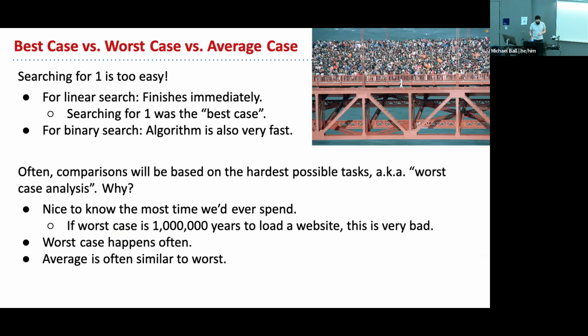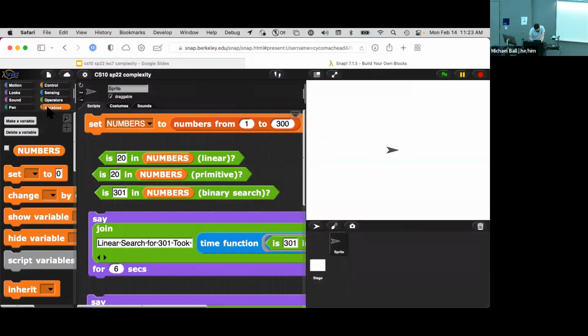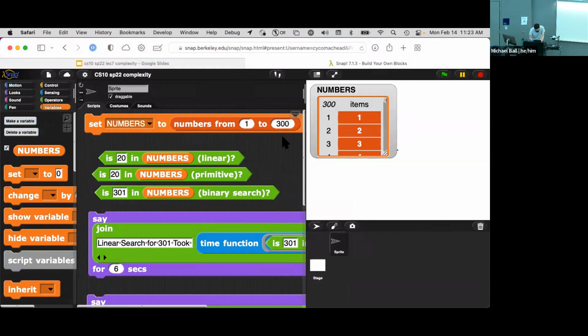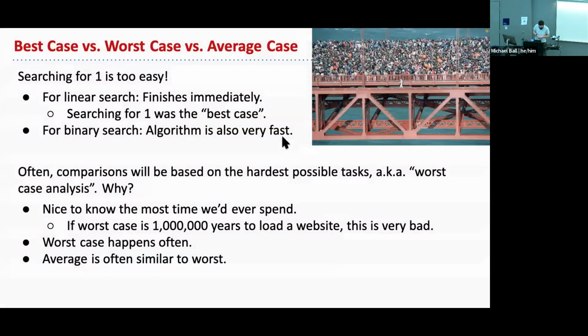Because if we go back, and actually let's just go back to Snap really quick. If we look at a list of numbers, just turn the watcher here. Why is number 1 so easy to find? Well, it turns out that number 1 is the first item of the list. So if we say, how long does it take to find number 1 in the list of numbers? And the list is a number list that's in order starting with 1. We could say, well, 1 is going to be very easy to find because it's the first item in our list.